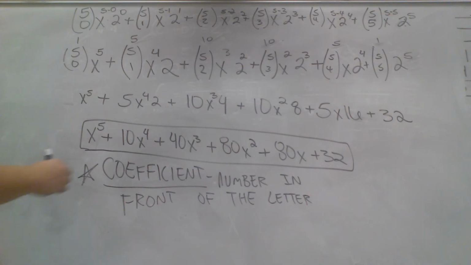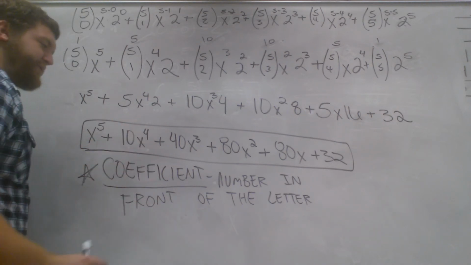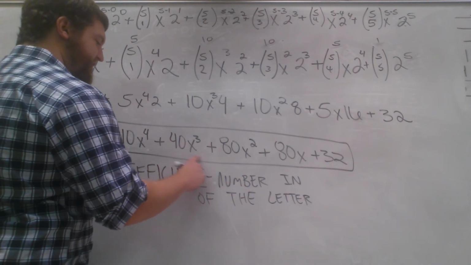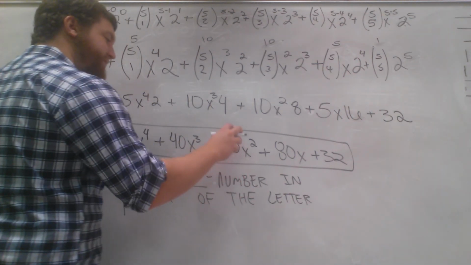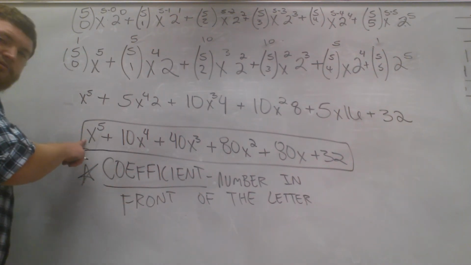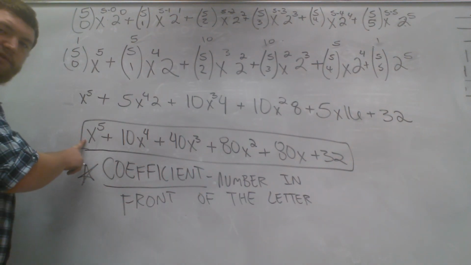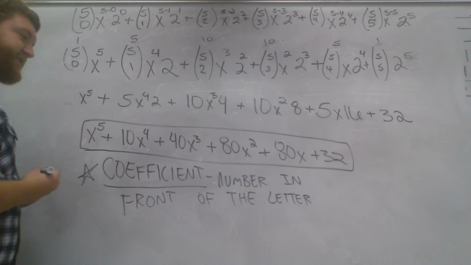So, what's the coefficient for this one? 10x to the 4th. 10. What's the coefficient for this term? 40. Coefficient for this term? 80. It's just a big number being multiplied times the letter. Now, what's the coefficient for this term? What's in front of that x to the 5th? It's got to be something. A 1.